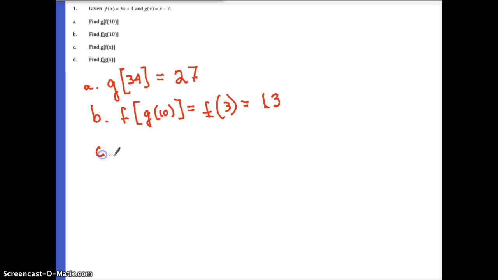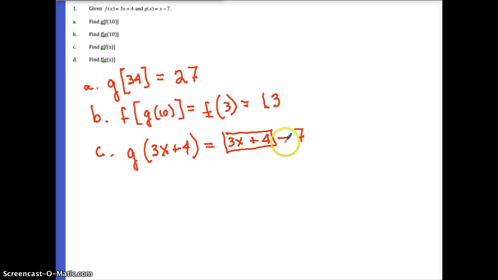All right, so for C, g of f of x, so in other words, we're looking for g of this whole 3x plus 4 thing. So I'm going to look at my g of x function. I have that thing minus 7, right there's my x. I'm going to plug 3x plus 4 into that thing, combine like terms, and that just gives me 3x minus 3.